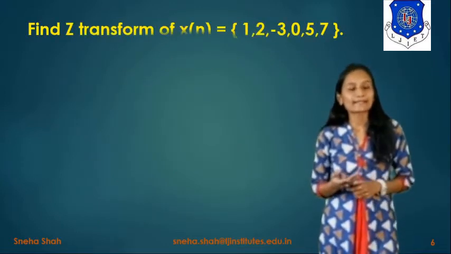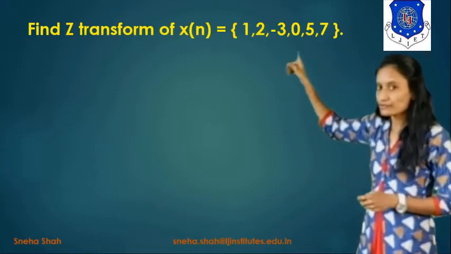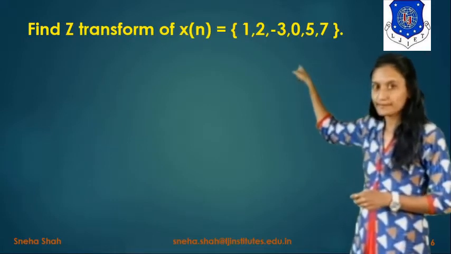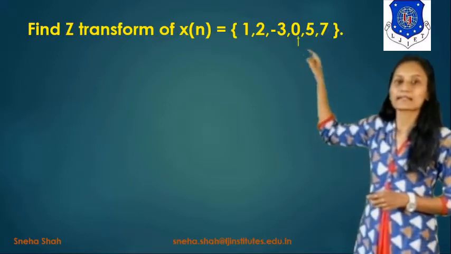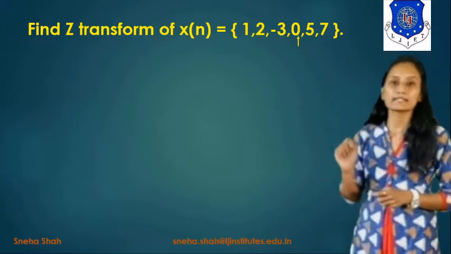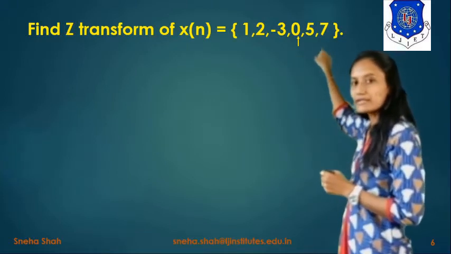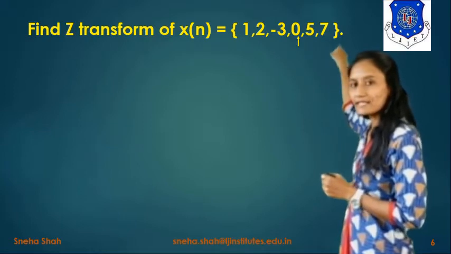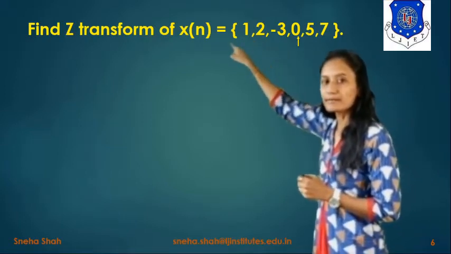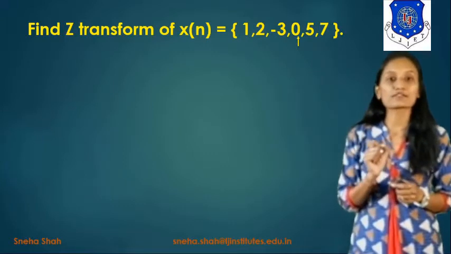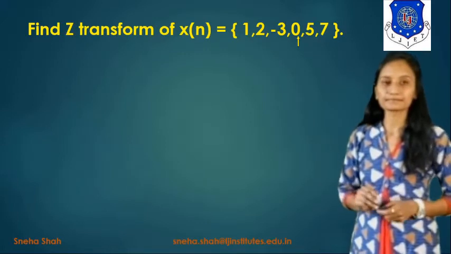Now the next step is to find the transform of x of n equals this. In this also we have taken x of n as a finite duration sequence, but here I have taken the arrow below the 0, so it will be considering 0. After 0 it will consider n equals 1, n equals 2, and before that the terms will be n equals minus 1, minus 2 and so on. So what will be the range of it? Its range will be from minus 3 to 2.